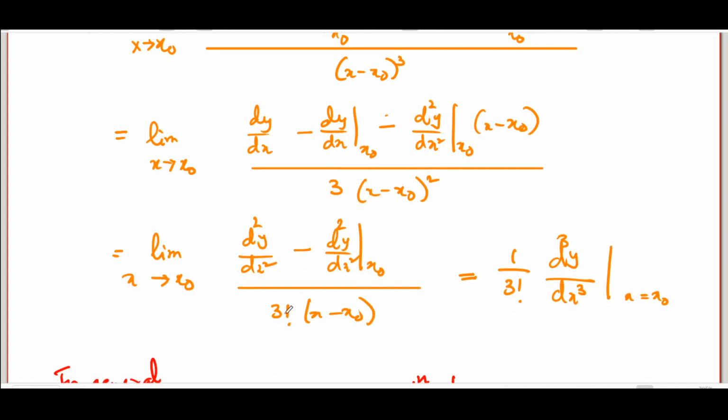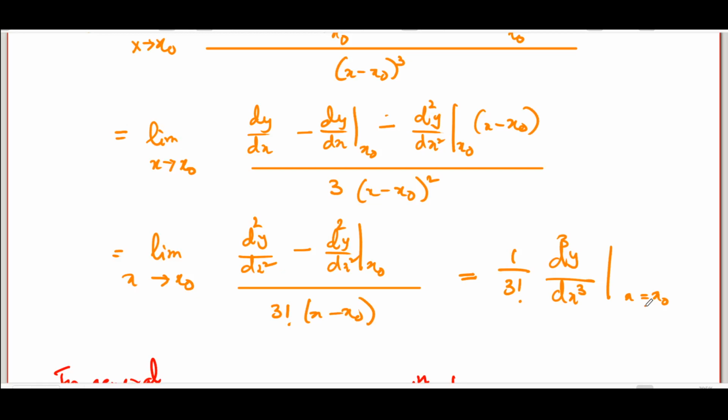The denominator now becomes 3 factorial times (x minus x0). And in the numerator, you get d2y/dx2 from this. This goes away. Minus d2y/dx2 at x equal to x0 from this. So the change in the second derivative from x0 to x divided by (x minus x0) with a 1 by 3 factorial. So this is 1 by 3 factorial, third derivative at x equal to x0.